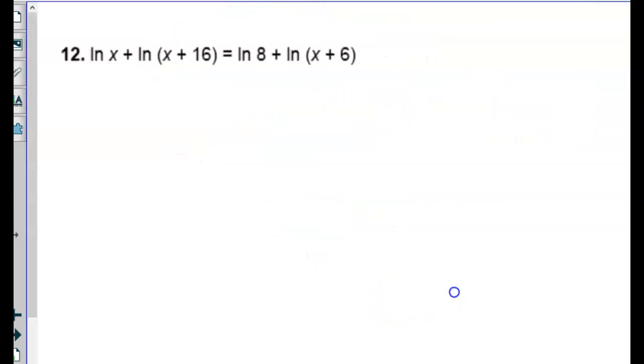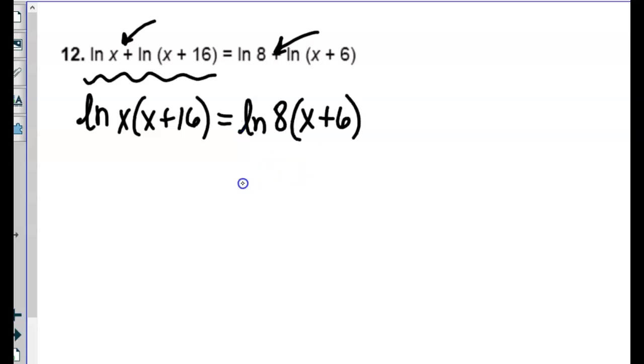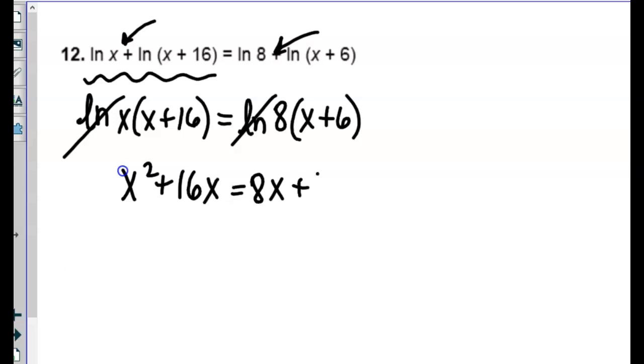All right. What about 12? We can combine these into ln of what? Plus means, so we have x times x plus 16. Over here, plus means multiply. All right, then I can exponentiate or use the property of equal logs to get rid of those. If I distribute the x, if it's a quadratic, it's got to equal 0.